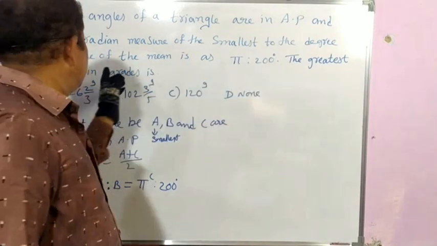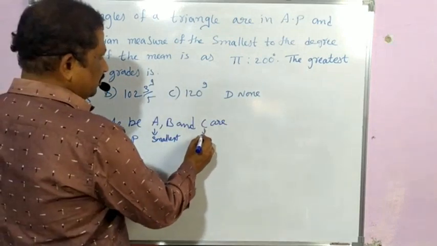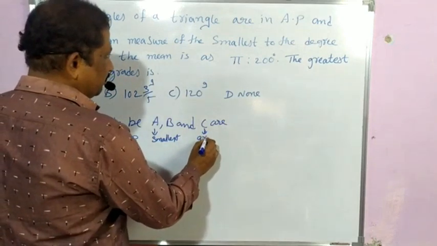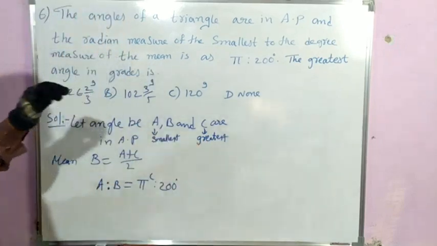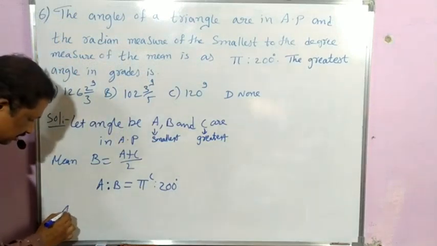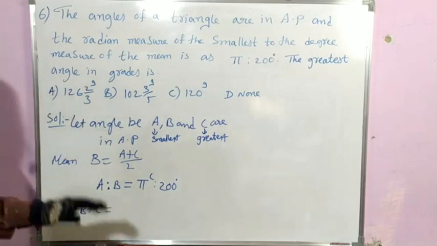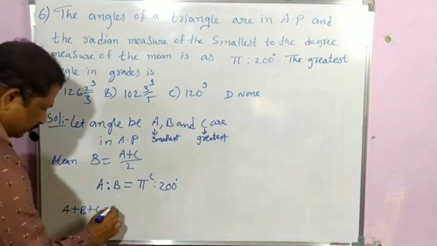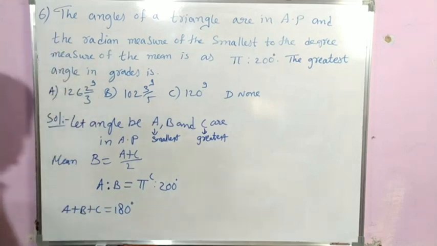The greatest angle in grades you have to find out. So C is the greatest one. This angle C you have to find in grades. Okay, first, the sum of the three angles in a triangle. So what is the sum of the three angles in a triangle? It is 180 degrees.